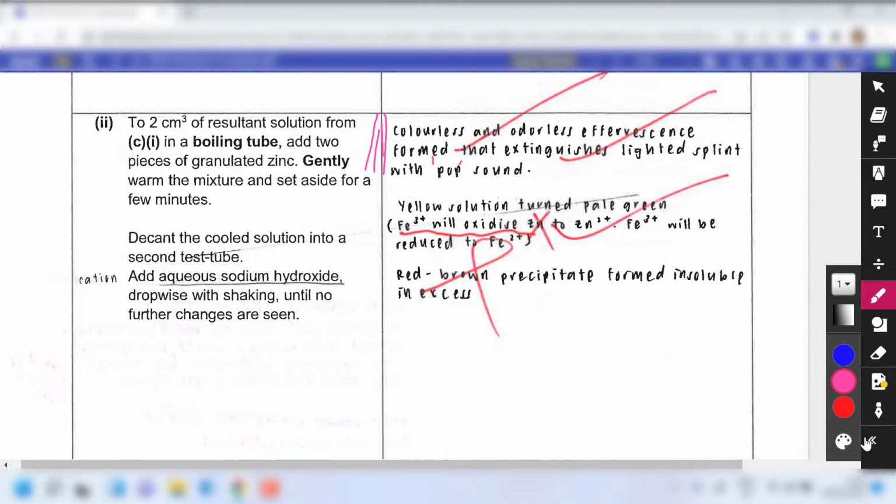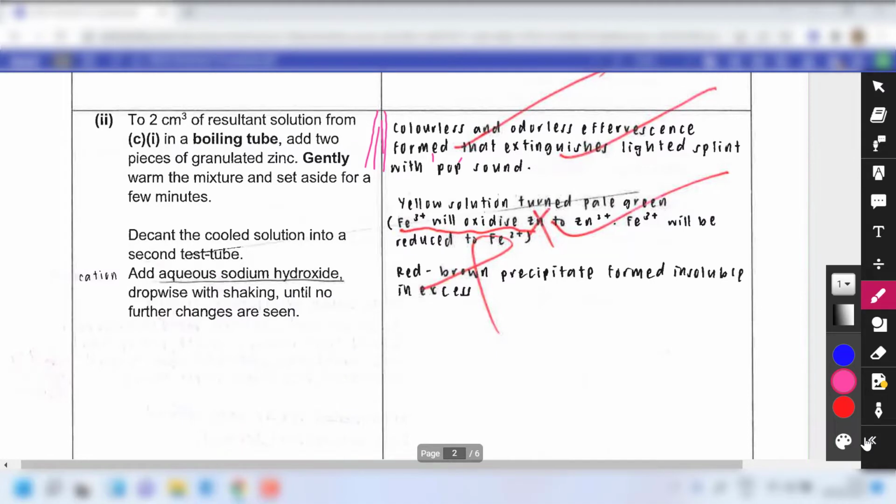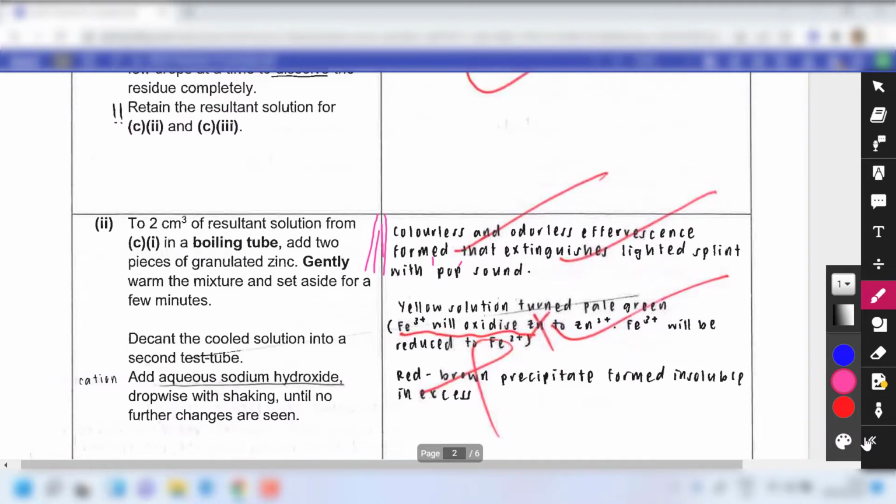If you are wondering what exactly is happening, and how do we know whether we are supposed to test for hydrogen gas, this is the part which I thought needs to be explained a little bit more. First of all, what you have in the filtrate, or in the resultant solution.